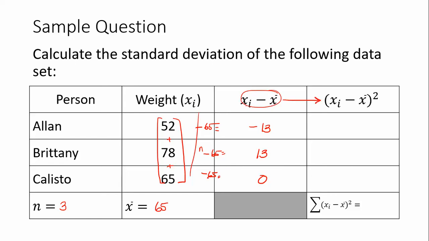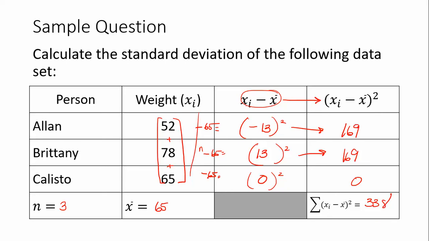My next step is to take the value that I got in the previous table and square it. So I'm just going to take this number right here, square it, and that's going to go there. So negative 13 times negative 13 is 169. Same here. I'm going to square it, and 13 squared is also 169. And then hopefully you know that 0 squared is 0. I'm going to add all of that up, and that gives me 338.